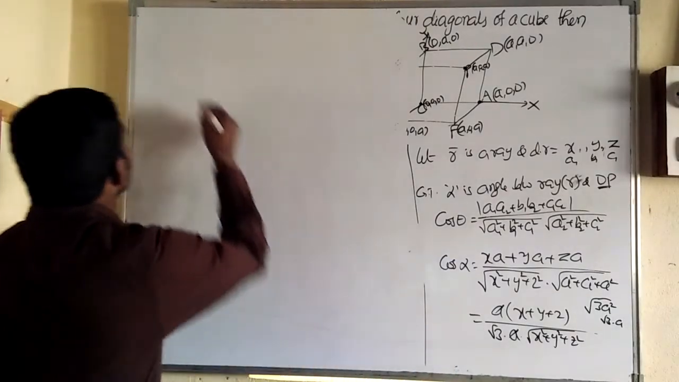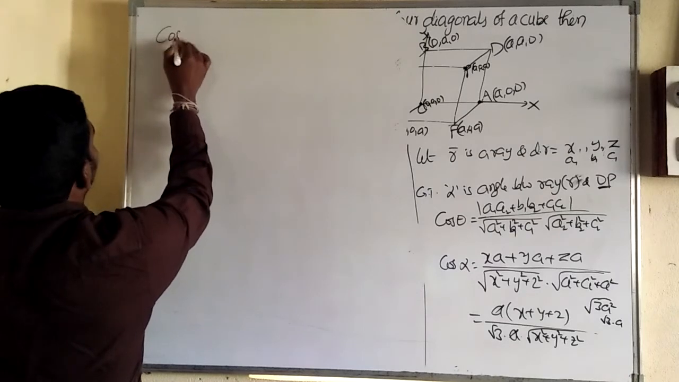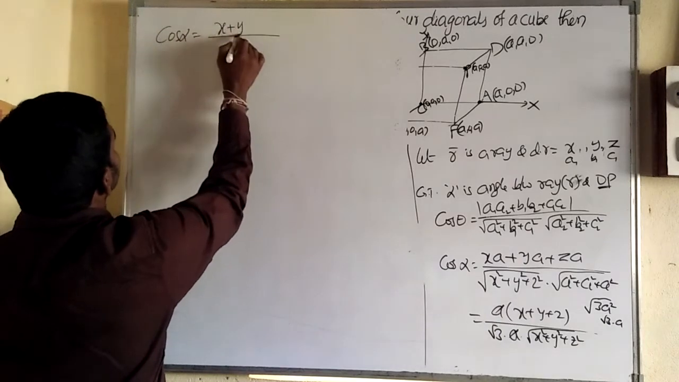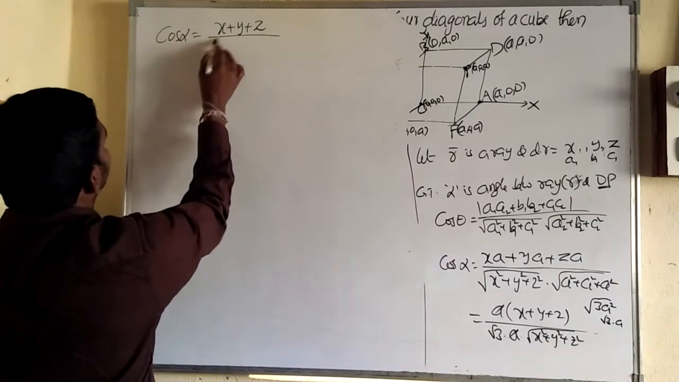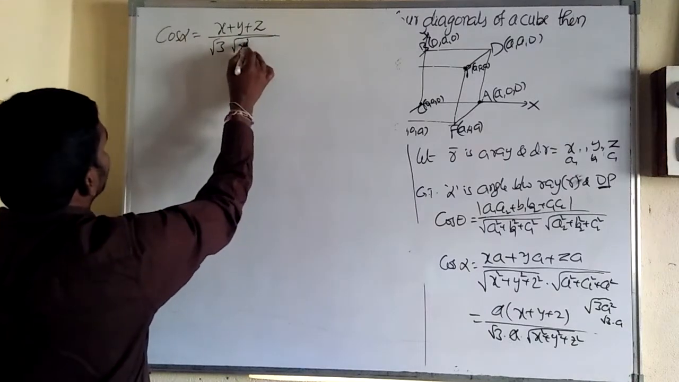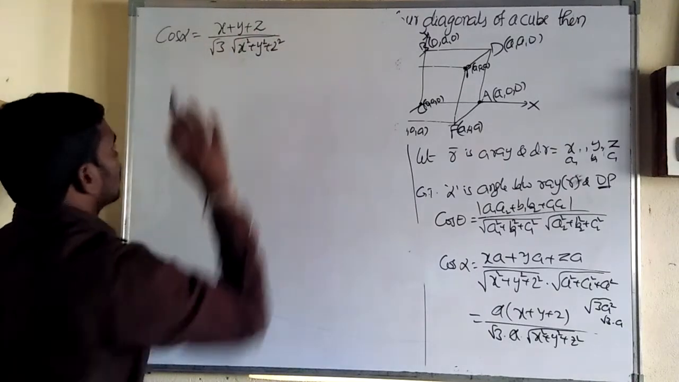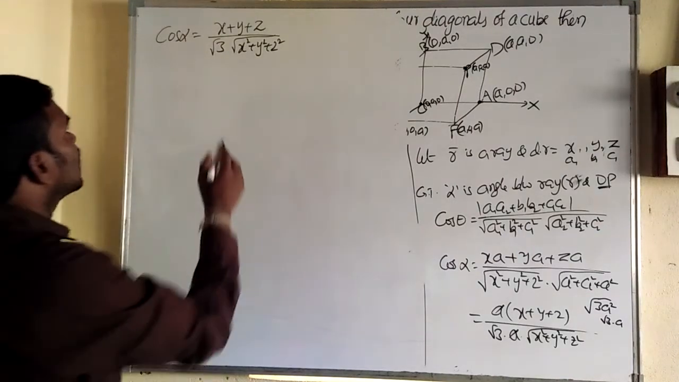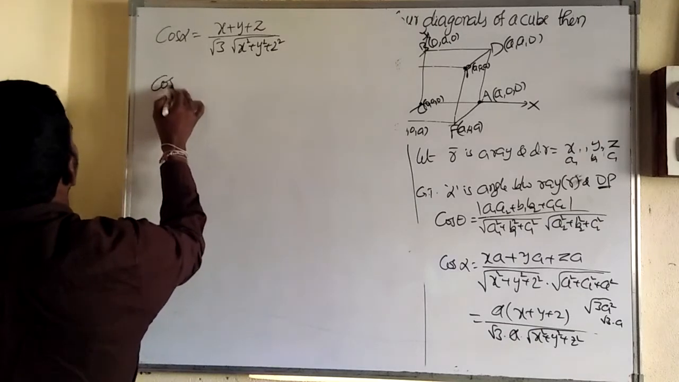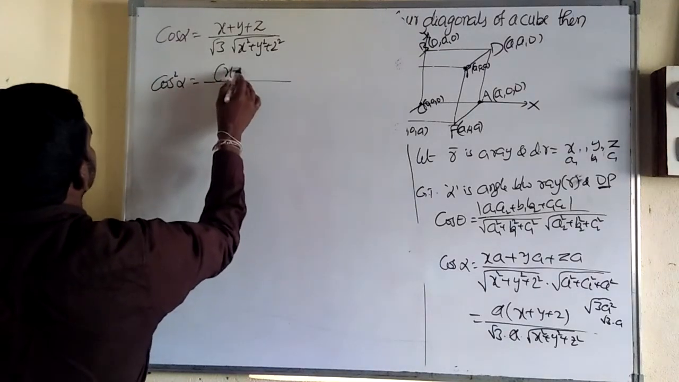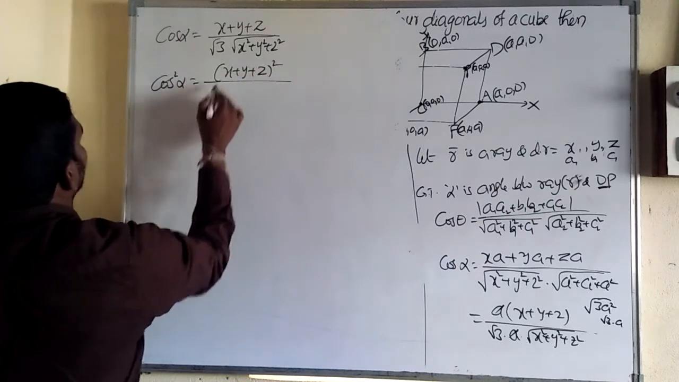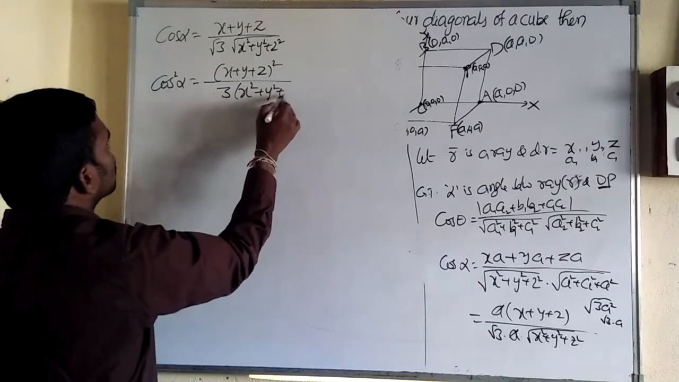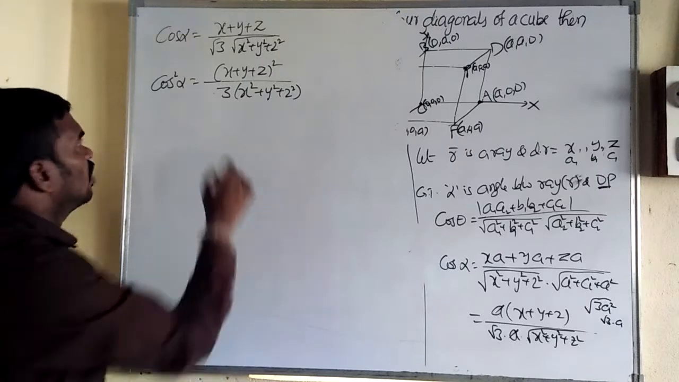Yes, after this cos alpha equals, what is the numerator? (x + y + z) by root 3 into root of x square + y square + z square. So this is the cos alpha value. If you square both sides, we get cos square alpha equals (x + y + z) whole square by root 3 square, which is 3, into root of x square + y square + z square squared, which is only x square + y square + z square. So this is cos square alpha.